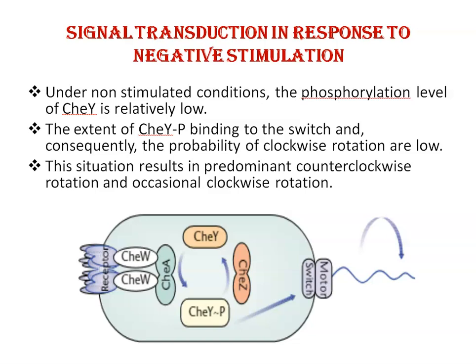Next, we'll start with the signal transduction. We'll discuss signal transduction in response to negative stimulation and signal transduction in response to positive stimulation. Under non-stimulated conditions, the phosphorylation level of chemotaxis Y is relatively low, right? The extent of chemotaxis YP binding to the switch and the probability of clockwise rotation are low. So this situation results in predominant counterclockwise rotation and occasional clockwise rotation.